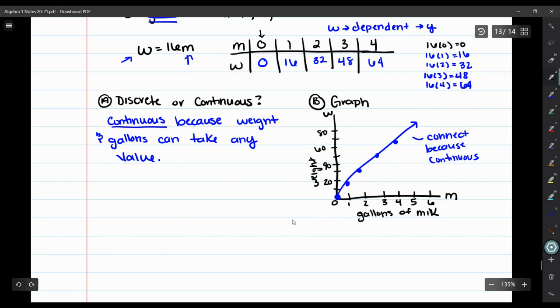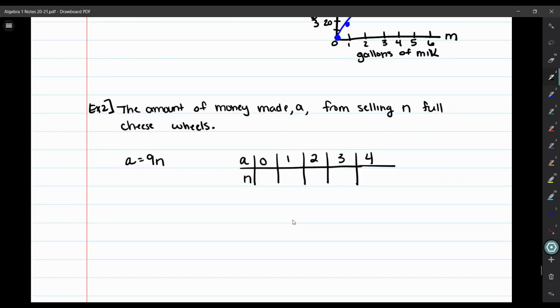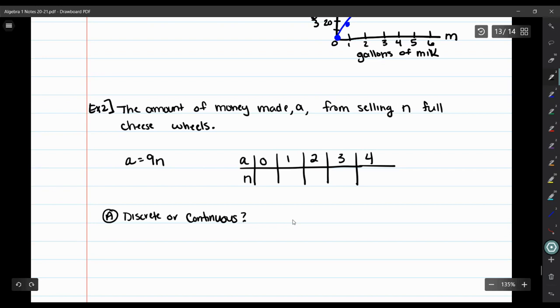Let's look at another situation with this cheese. We're still going with this cheese situation here. So let's look at example 2. Example 2, the amount of money made A from selling N full cheese wheels. So first question, is this discrete or continuous? And why? So let's think.